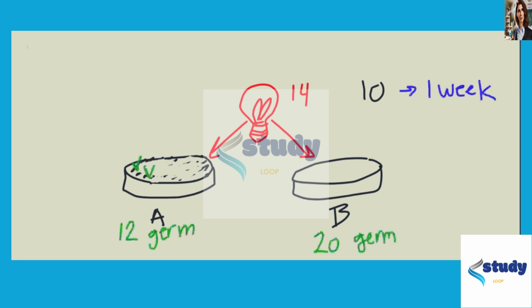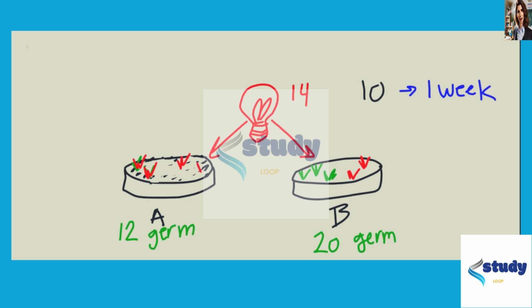Right? And then for dish B, 15 of them were green, and we had 5 that were yellow. Whereas in dish A, all 12 were actually this yellow-leaved seedling.